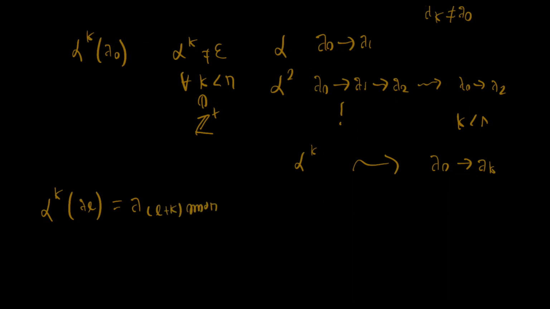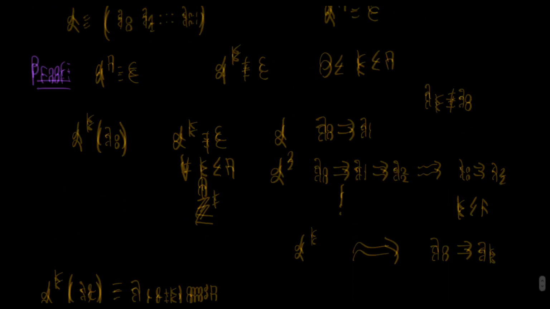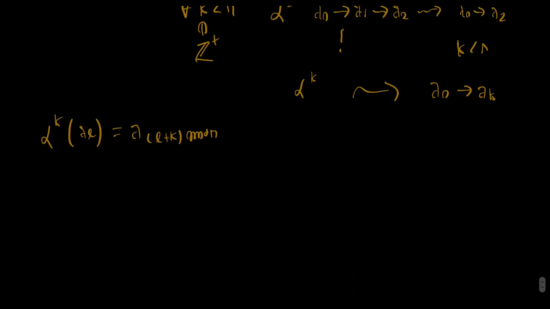This is the fact that we need to prove in order to show very easily that alpha to the n is the identity. So how can we prove this? Well, we will prove that by induction. So let's start with the base case. That will be k is equal to 1.